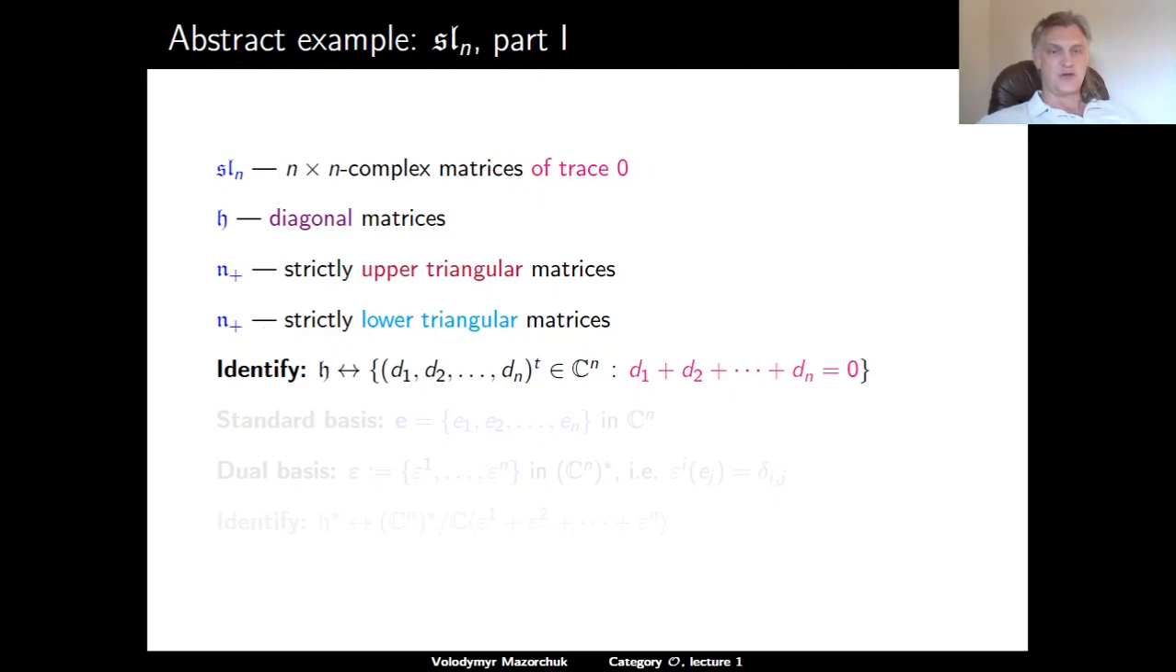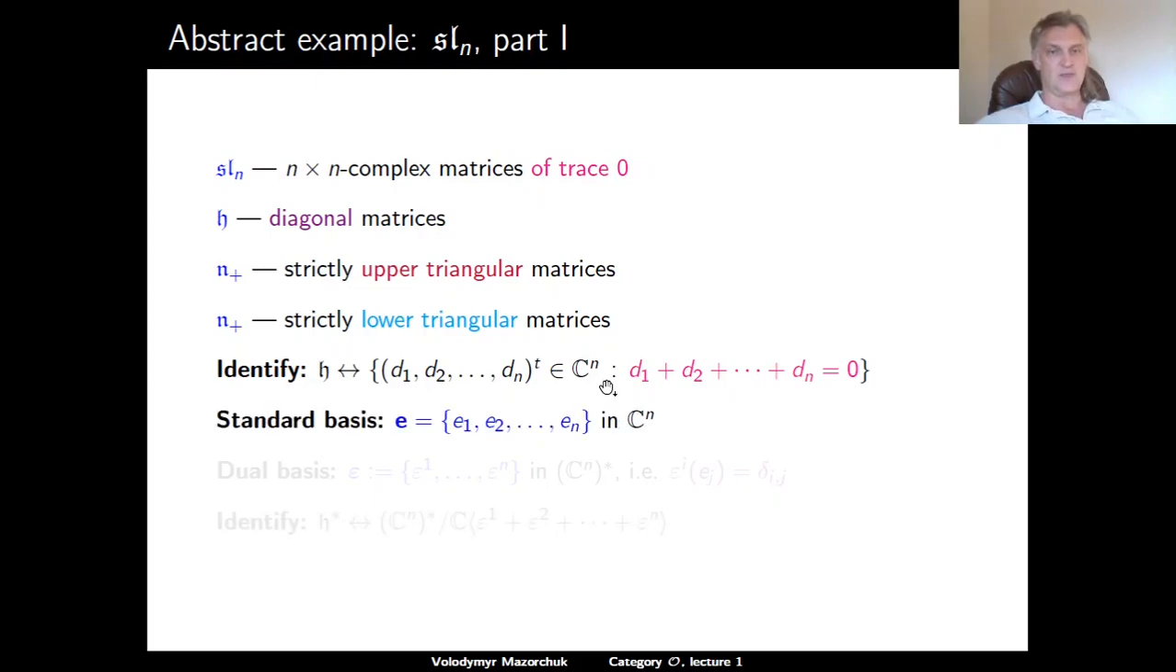And in order to describe the root system, let us identify H as a subspace of the vector space Cn consisting of all vectors whose coordinates add up to 0. Obviously, such vectors are in bijection with diagonal matrices, so we just write d1, d2, and so on, dn on the diagonal, and then the condition that the sum of the diagonal entries is equal to 0 exactly corresponds to the condition that the trace of our matrix should be 0. So H can be identified with the codimension 1 subspace of Cn.